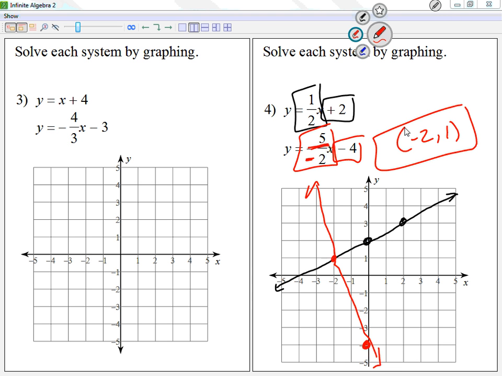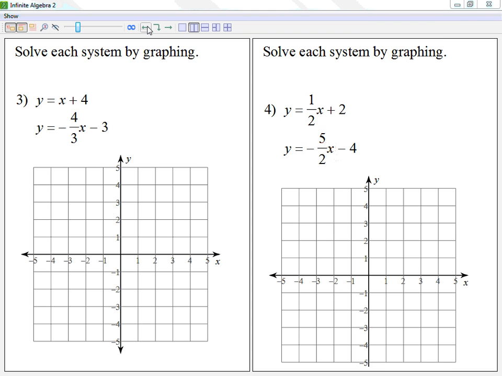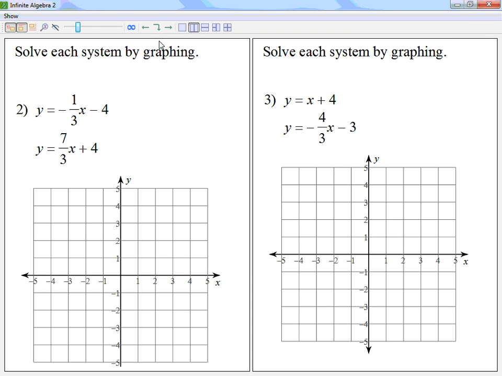Okay. Any other questions for the first 10? Number 3. I know we have 3 on the screen there, but let me bring it to the right side.